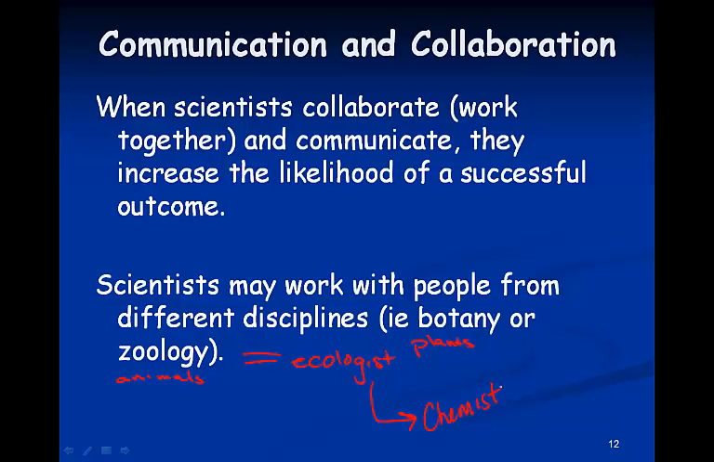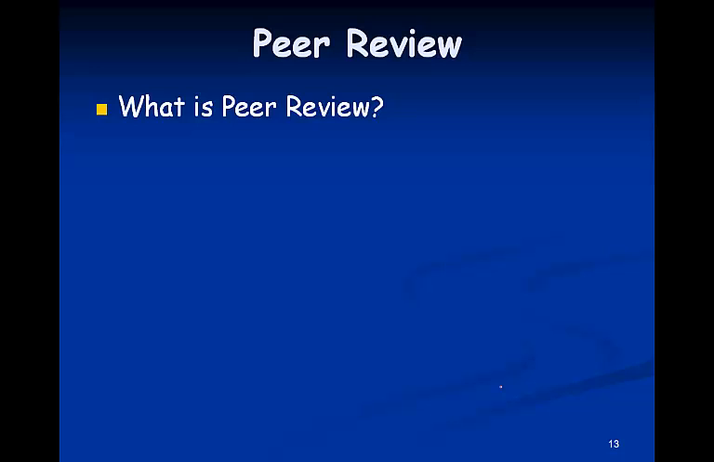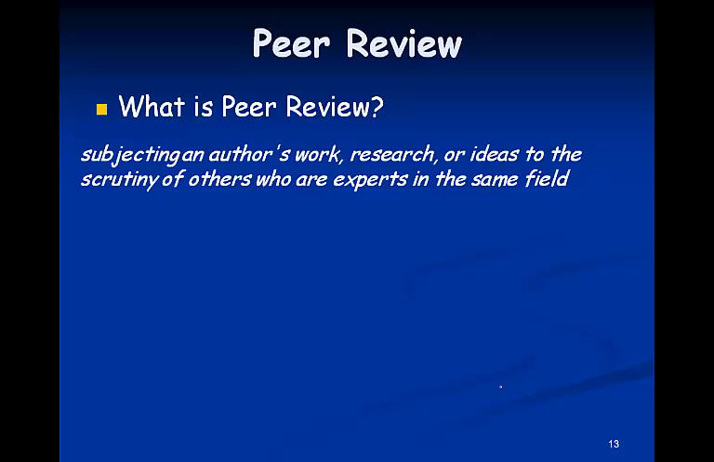effects in the environment. In order to help each other work together and collaborate, scientists use peer review. They receive questions and criticisms from their peers. Their data is checked for accuracy, and they receive comments and suggestions from other scientists. So peer review is basically subjecting an author's work or research or ideas to the scrutiny of others who are experts in the same field. They want to scrutinize it. They want to pick it apart or criticize.